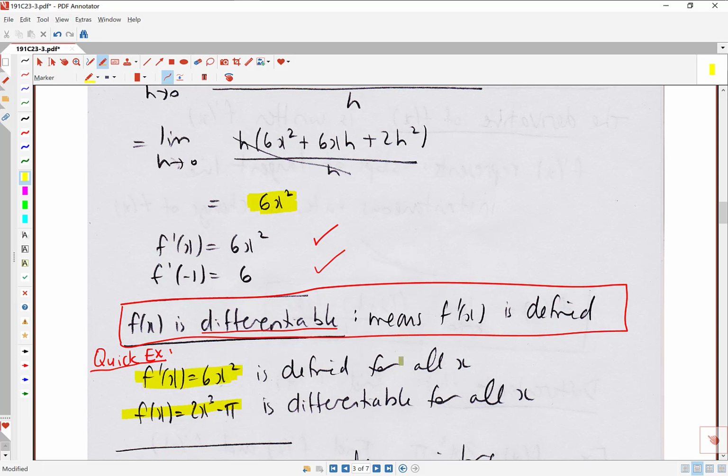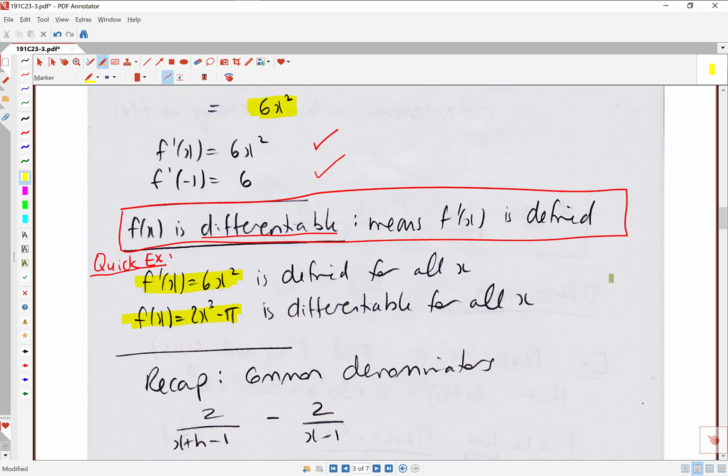So f prime of x is defined for all x. And what that means is that our original function is differentiable for all x values. So we're just practicing this idea that a function being differentiable means the same thing as the derivative being defined.